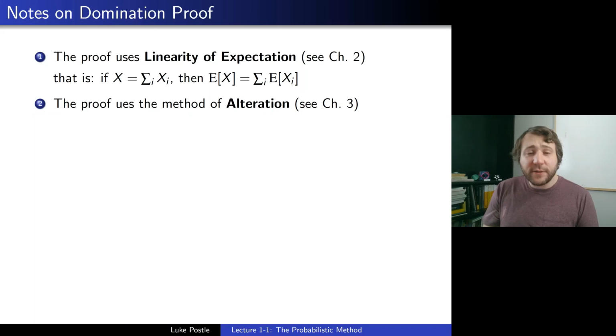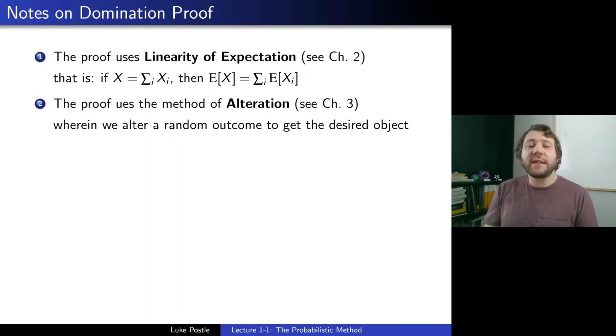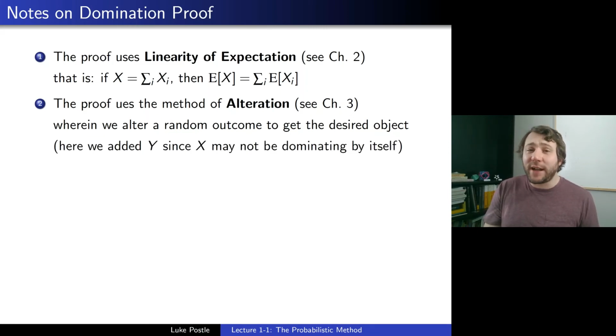The proof method also uses the method of alteration. See chapter 3 of Alon and Spencer, and we'll come back to that. But what is this? It's wherein we alter a random outcome to get the desired object. It's not always true that you've done a random experiment and the random outcome is the object that you desire. You might have to do some modifications. Here we added Y, since X might not be dominating by itself. So we took a random subset, but it might not be a dominating set, so we alter it in a somewhat non-random way to get the desired outcome. Here we're adding. You could also delete vertices or change the outcome a bit, but that's the method of alteration, which is quite useful as a basic method in probabilistic methods.